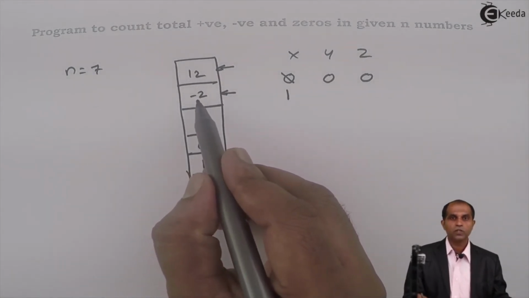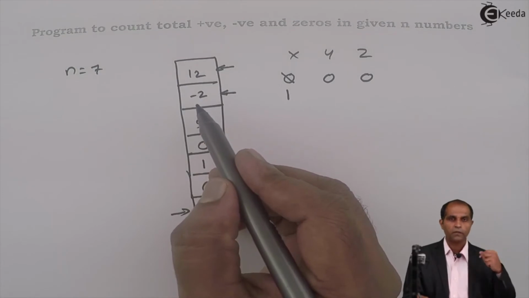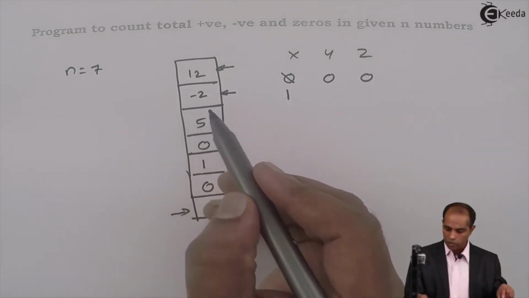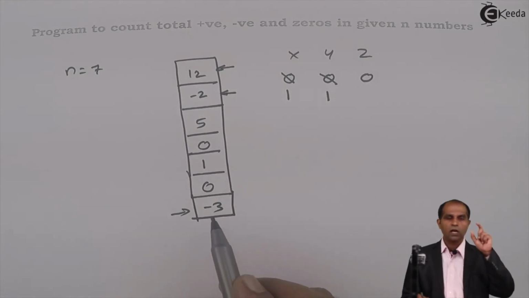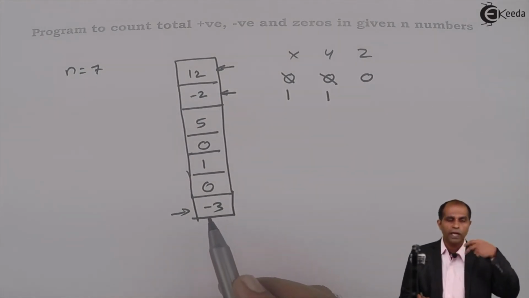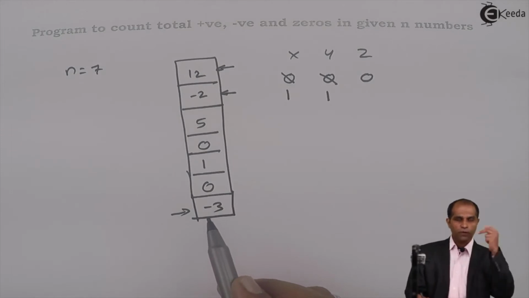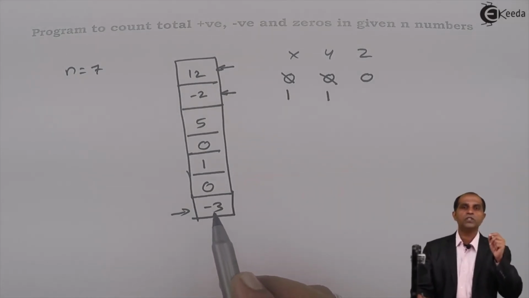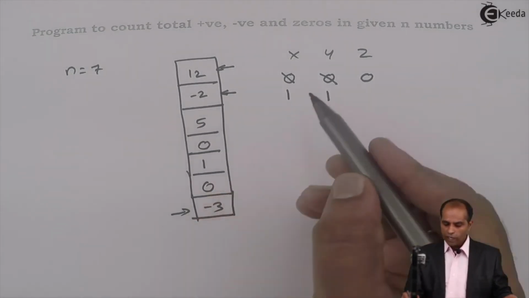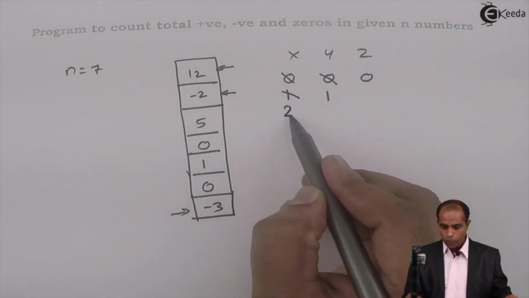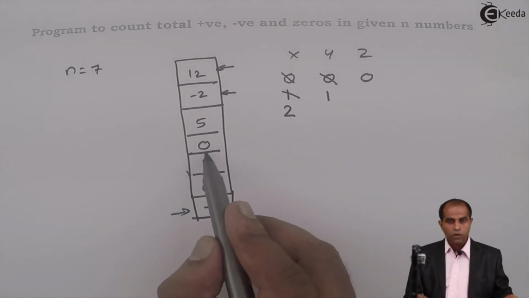Is minus 2 greater than 0? Is it a positive number? No. Then check: is minus 2 a negative number? Yes, minus 2 is a negative number. Increase this Y. Once a counter is incremented, don't do any operation further. So if you want to skip further operations, you have to use an if-else structure. So again, count 5. Is 5 greater than 0? True. Positive number.